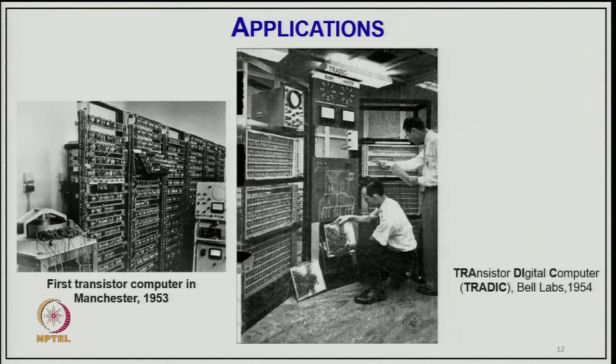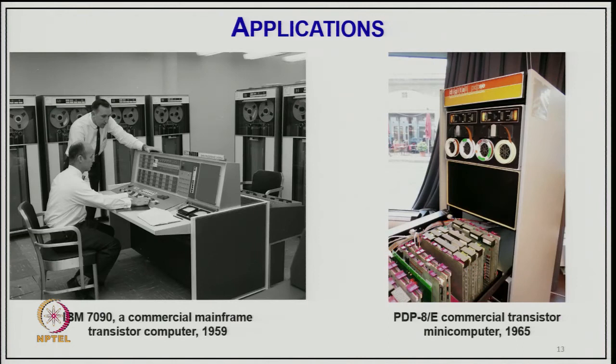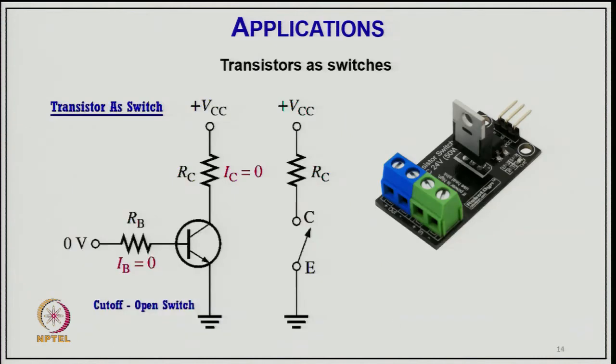and a transistor digital computer in Bell Lab in 1954. Then the IBM 7090, a commercial mainframe transistor computer, in 1959, and the PDP 8, a commercial transistor minicomputer, in 1965, and how they look.